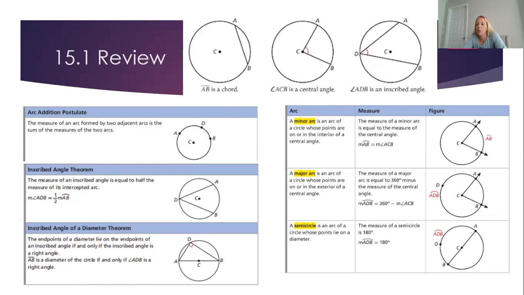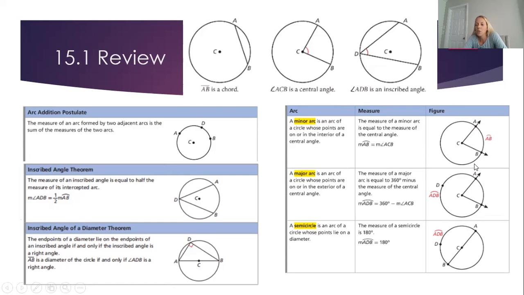All right, so if we start over here on the right side of my slide, we have three different types of arcs. We have a minor arc, a major arc, and then a semicircle. And a semicircle does create an arc, and it's half of the circle. So you're very familiar with what a semicircle is. And notice how we name a major arc and a semicircle, they are both named the same. So it requires 3 letters to name a major arc and only 2 letters to name a minor arc.